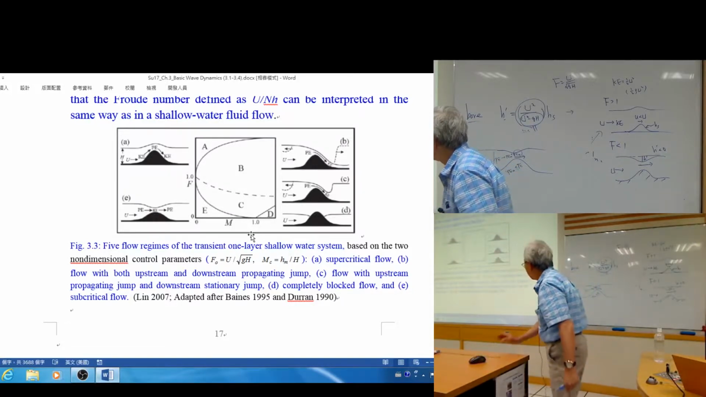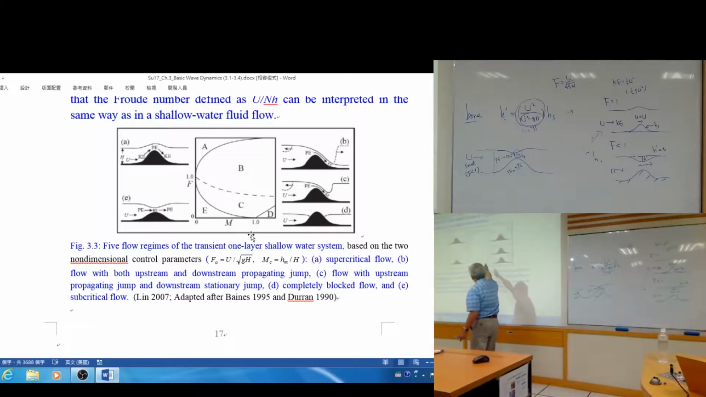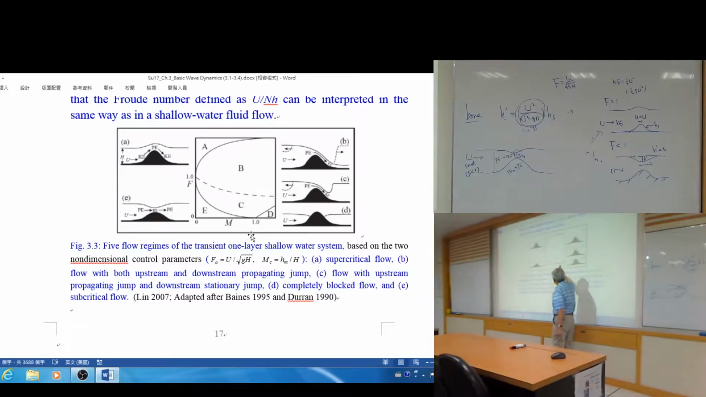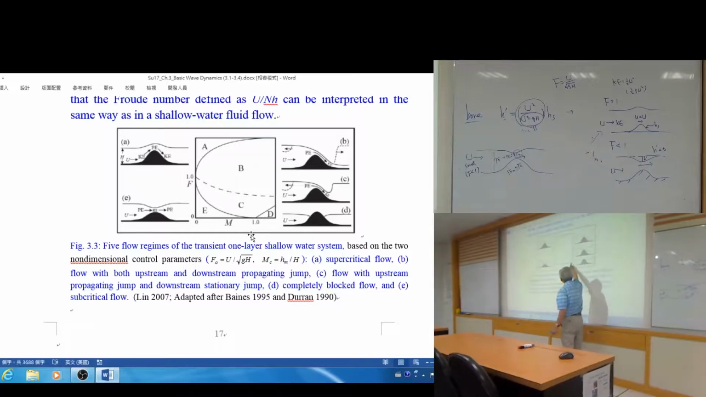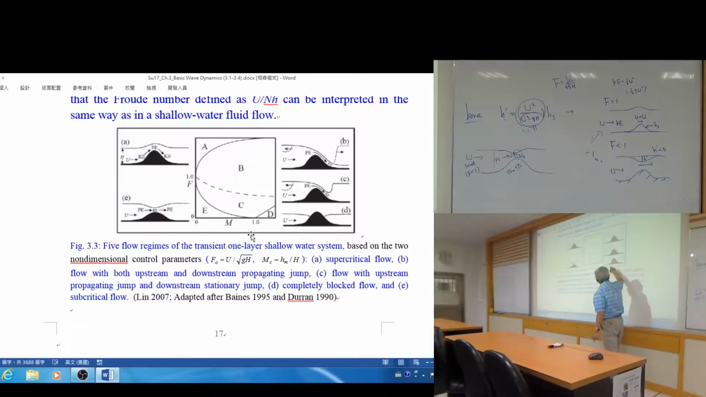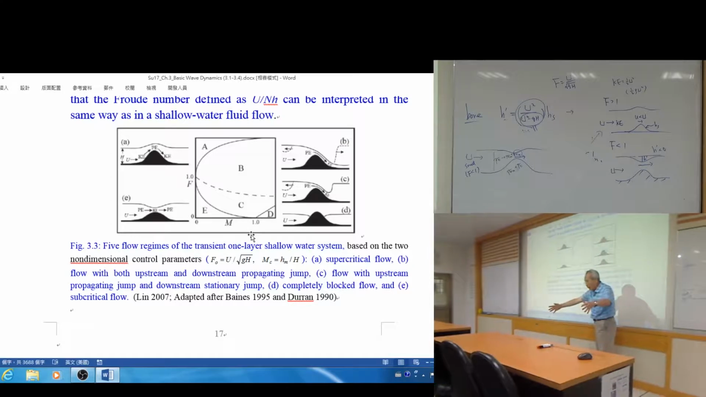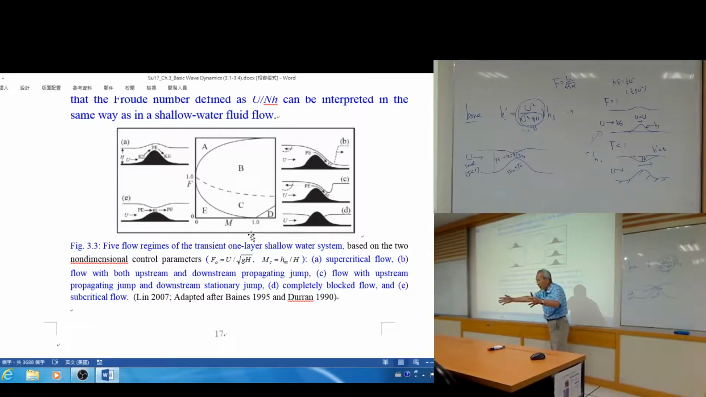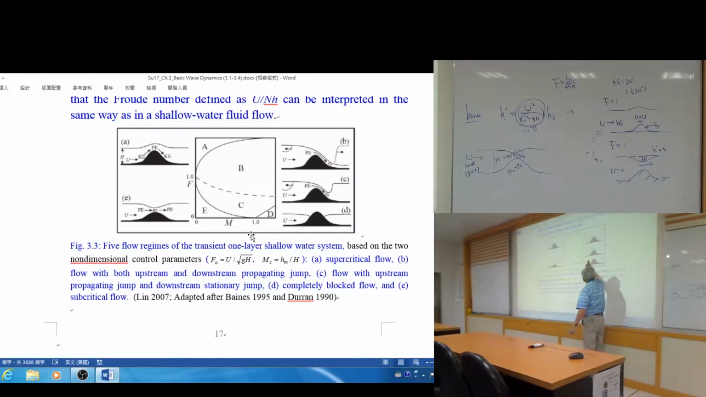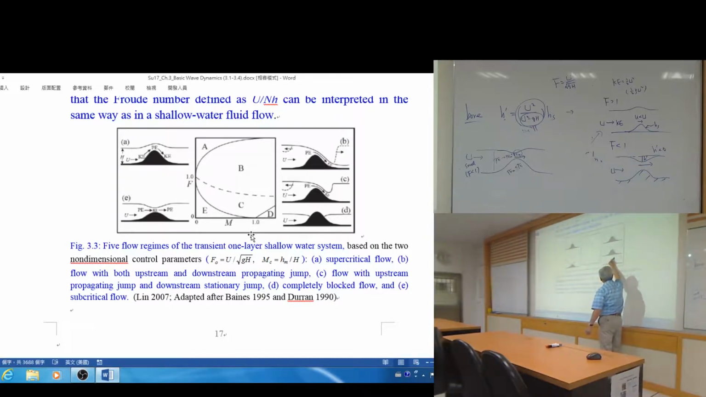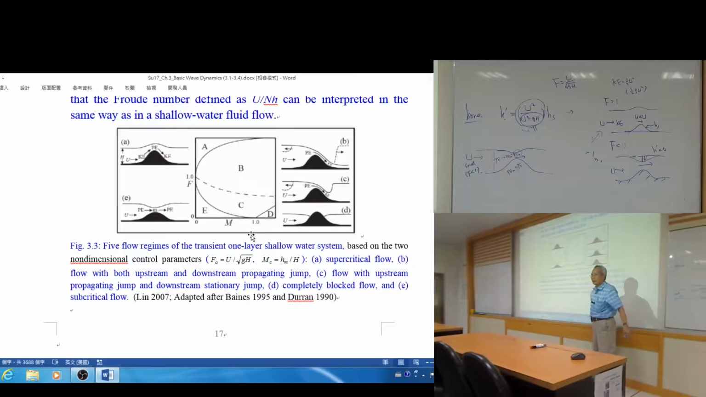When you're in D, that means your M is greater than 1. That means the mountain is very high, and you don't have enough kinetic energy associated with the flow to go over it. It's completely plugged like this. Like when you look at a creek and you see a lot of rocks, the flow cannot go over, so it just goes around.